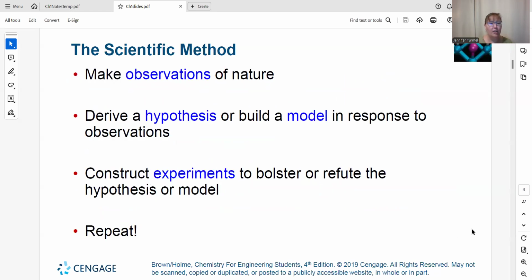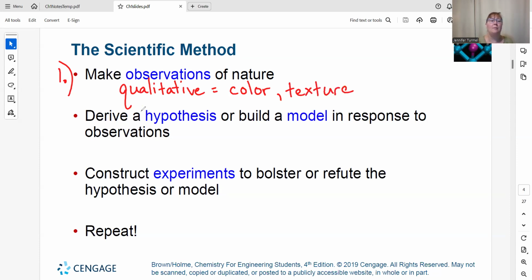All right, so now let's take a look at a few things. First of all, the scientific method. In the scientific method, our first step is making observations about nature. These observations can be qualitative or quantitative. Qualitative observations might be things like color, texture, things that we can describe.